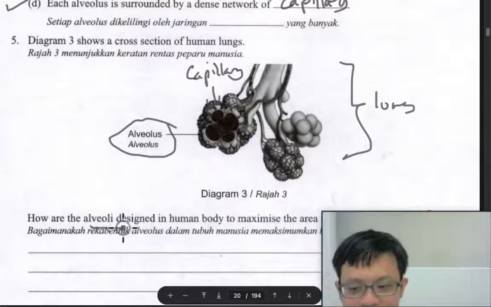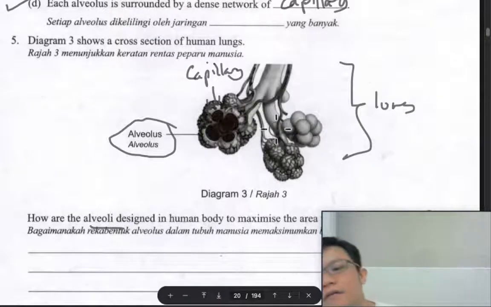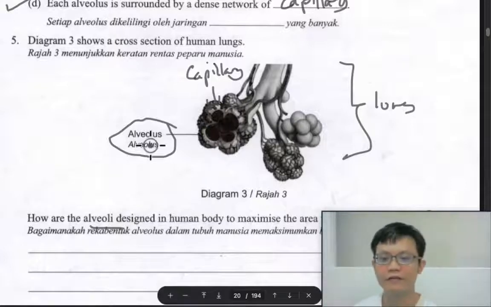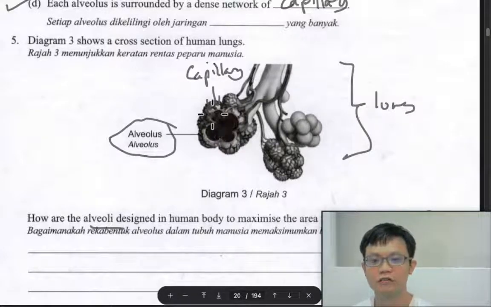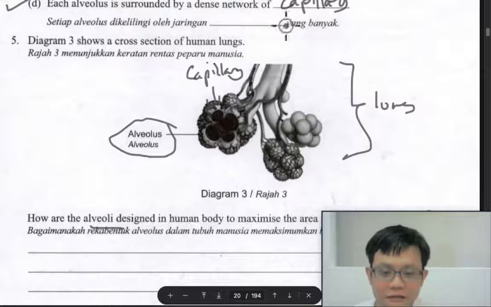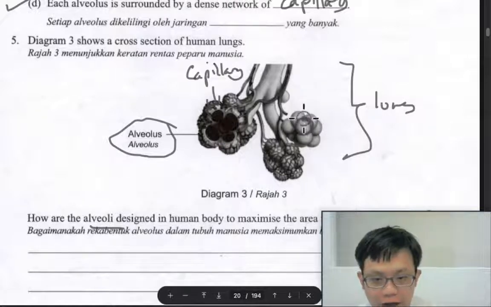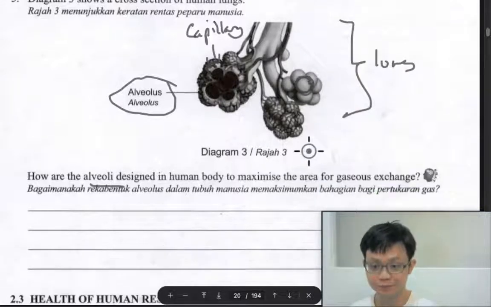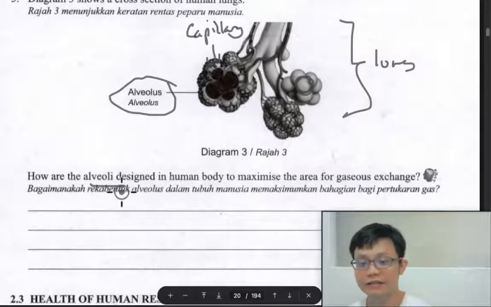Alveoli is the plural, alveolus is the singular. So alveoli: one, two, three, four, five. Alveolus is one round thing only. How are the alveoli designed in the body to maximize gaseous exchange?